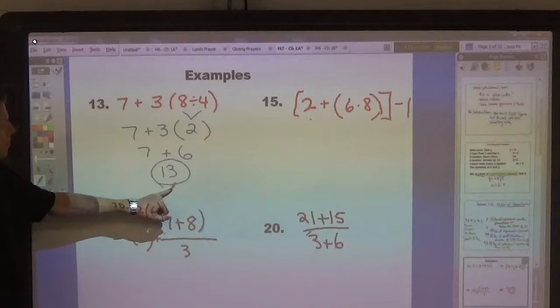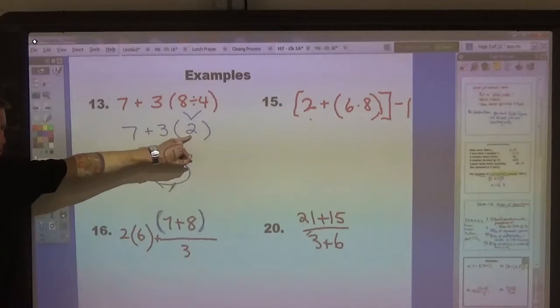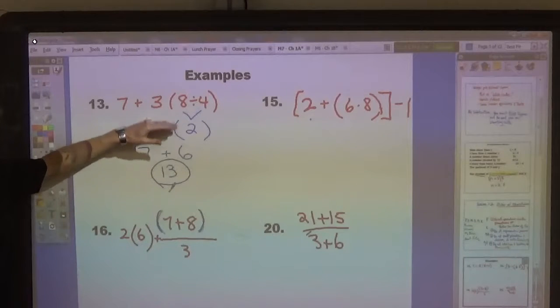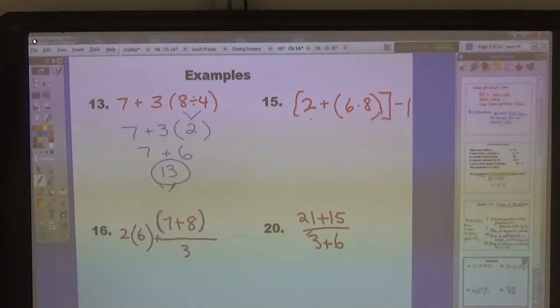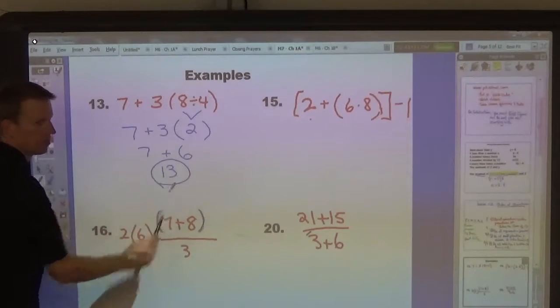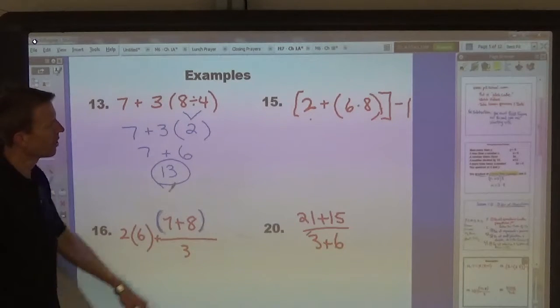Okay? Also, once you write an answer, bring down what's left so that you can keep track of what you've done and what you haven't done yet. And then work in order from left to right. Okay? Let's look at number 15.